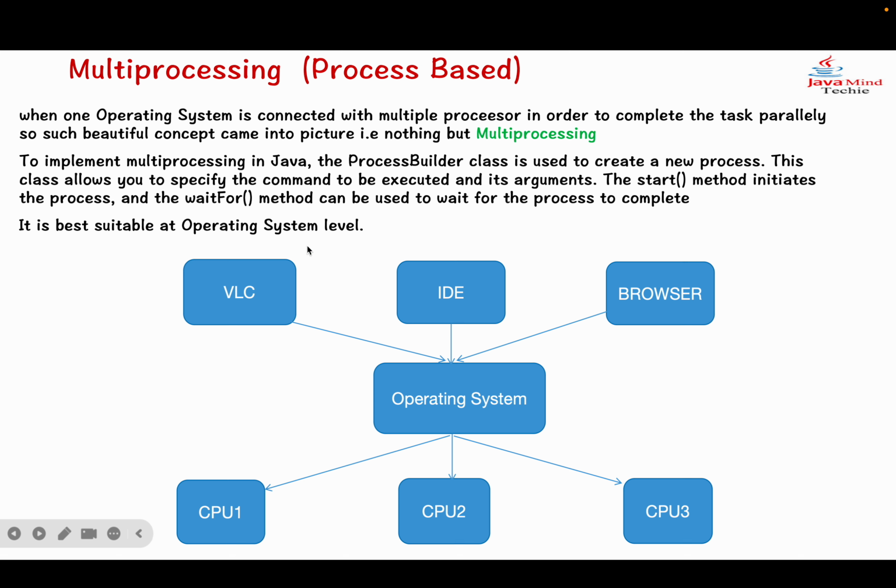Yes. So this multiprocessing concept is best suited for the operating system level. This is not based on the programming level. I will explain. As of now, just understand that this multiprocessing concept is best suited at the operating system level. As per this diagram, I hope you understood. So we'll move to the next slide.